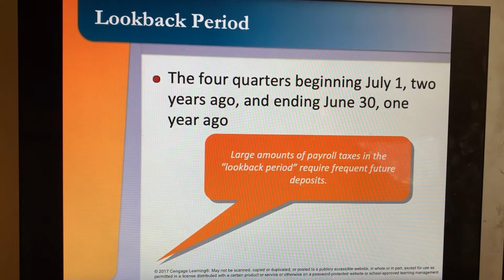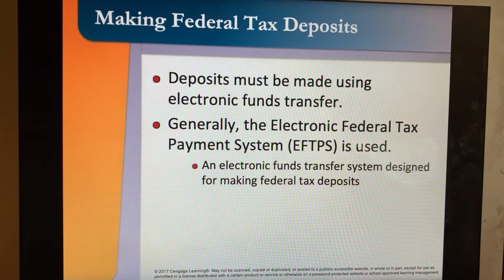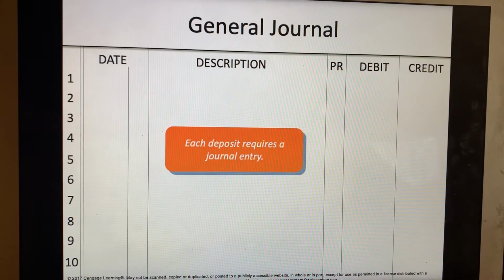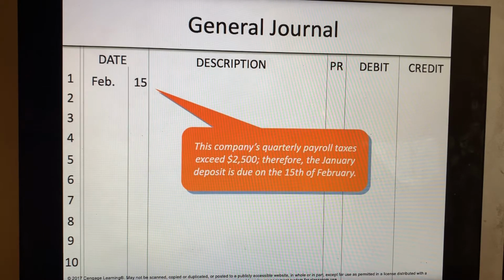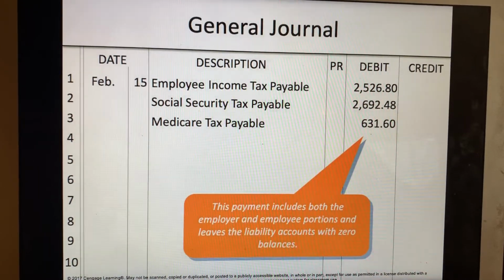So the look back period: the 4 quarters beginning July 1, 2 years ago, and ending June 30th, 1 year ago. Large amounts of payroll taxes in the look back period require frequent future deposits. Deposits must be made using electronic funds transfer. Generally, the Electronic Federal Tax Payment System is used, an electronic funds transfer system designed for making federal tax deposits. Each deposit requires a journal entry. This company's quarterly payroll taxes exceeded $2,500, therefore the January deposit is due on the 15th of February. This payment includes both the employer and employee portions and leaves the liability accounts with zero balances.